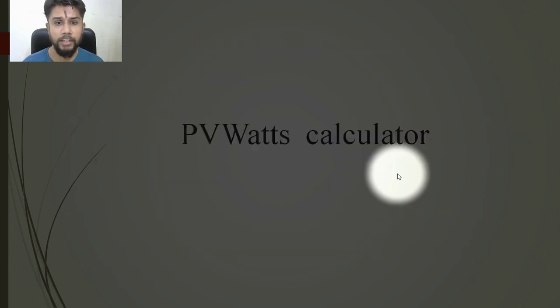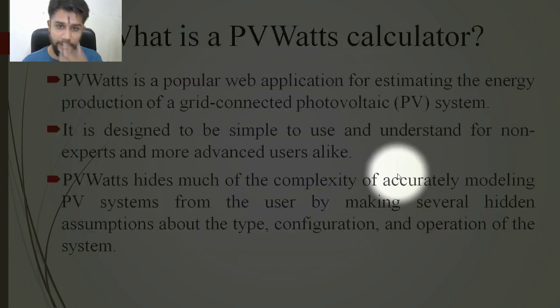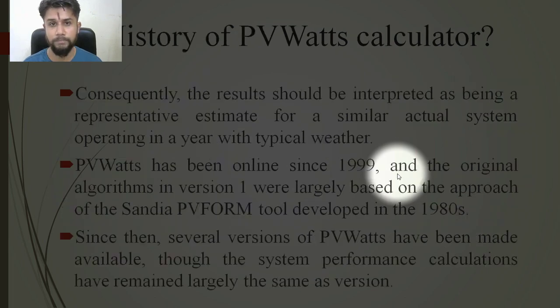The next tool available is the PVWatts calculator. It is also a web-based application for estimating the energy of grid-connected PV systems. The design is very simple and understandable for non-expert and more advanced users alike. PVWatts hides much of the complexity of accurately modeling PV systems from the users by making several hidden assumptions about the type, configuration, and operation of the system.